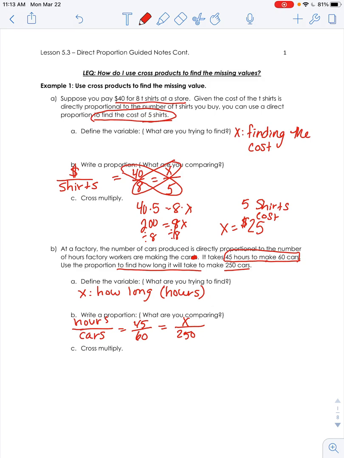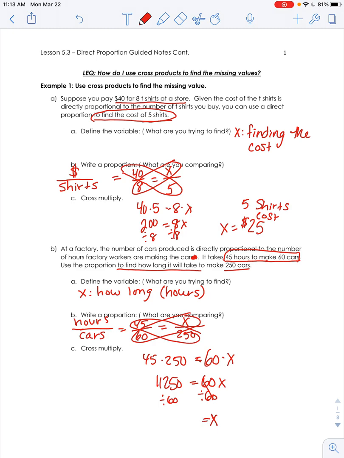Cross multiply 45 times 250. That gives us 11,250. Then we got 60 times x. Gives us 60x. Then we divide by 60. So 11,250 divided by 60 gives us 187.5. And what does that mean? It takes 187.5 hours to make 250 cars.